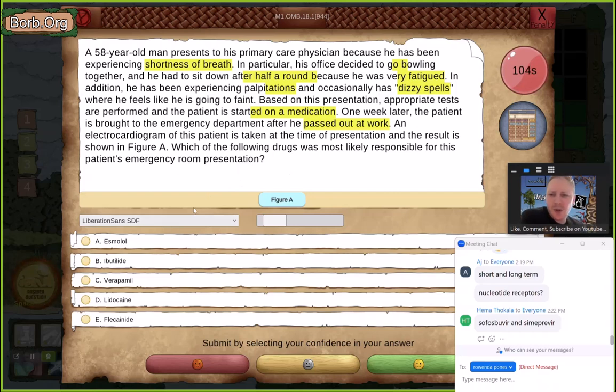So which of these answer choices are you thinking about? Which of these drugs is most likely responsible for this patient's emergency room presentation? Are you thinking? Actually, I'm confused, because I think they like to give VTAC as a consequence of drugs when it is torsades, right? Yes, yes. So maybe it was a little torsades-y, but we'll see.